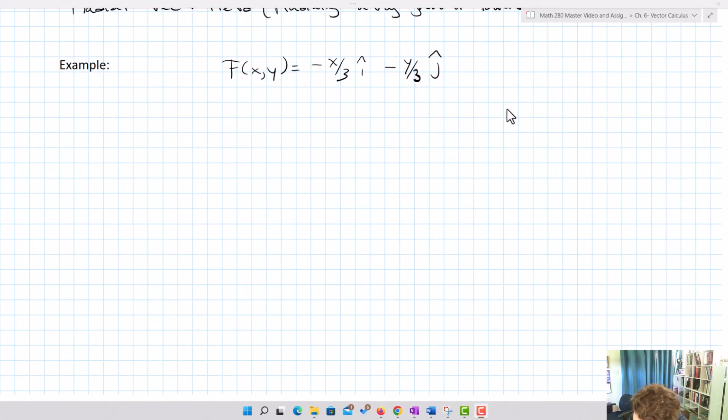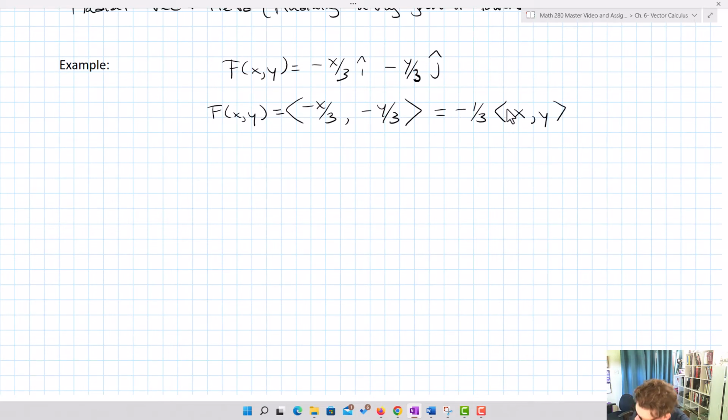I want to use what I know to help me draw the vector field. So I'm going to actually write this out as a vector. So f of xy is going to equal negative x over 3, comma, negative y over 3. And so what I'm going to do is factor out negative 1/3 from both sides. So I got negative 1/3, and then that's going to be leaving me with x, y. And there you go. So basically what we're seeing here is that the vectors on my vector field are going to be pointing in the opposite direction of xy, and they're going to be scaled by 1/3.